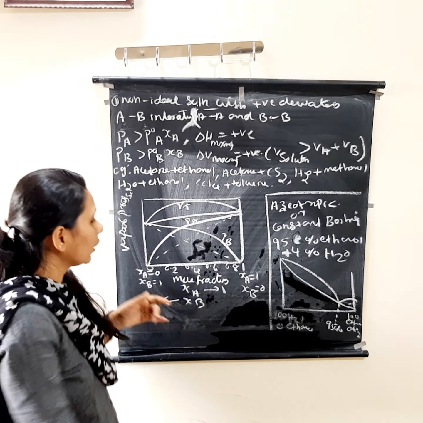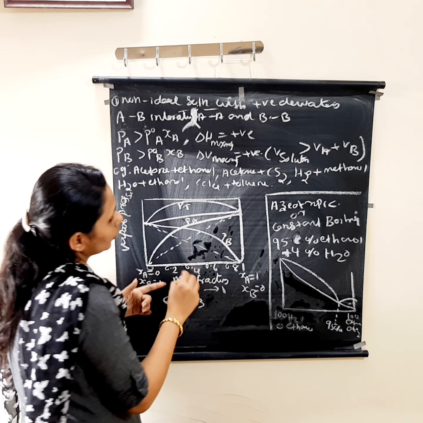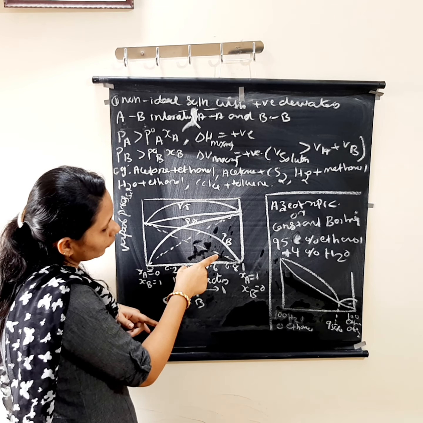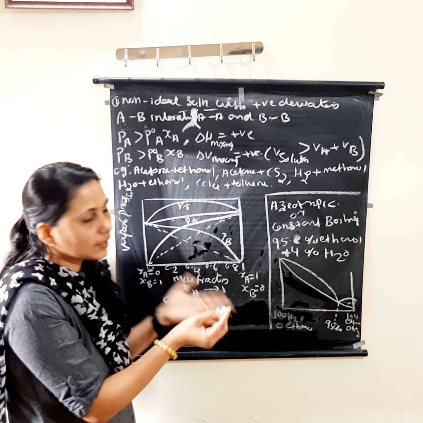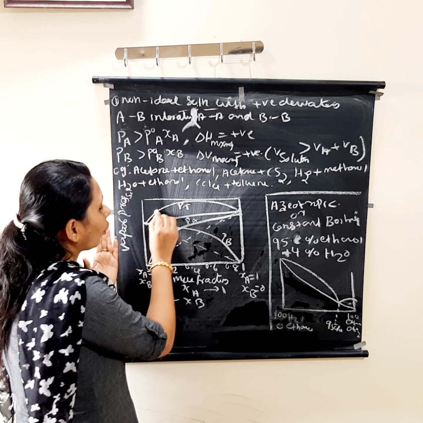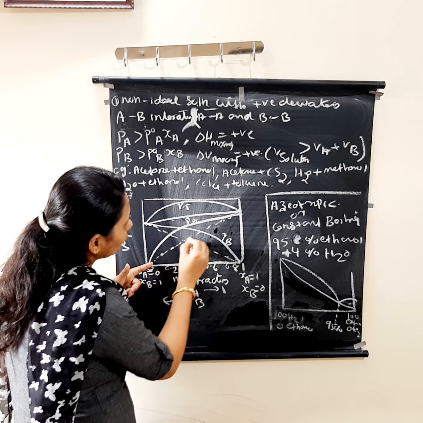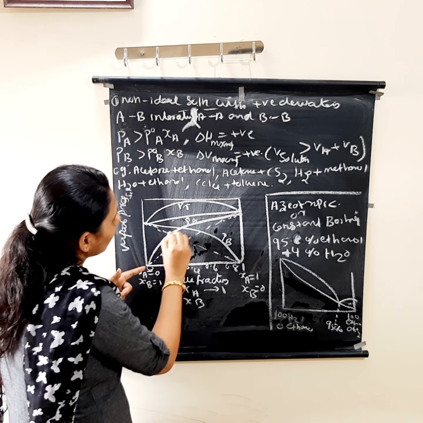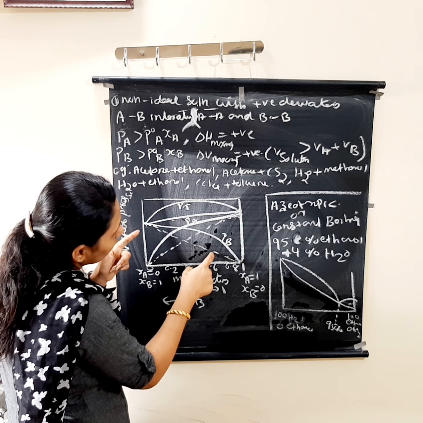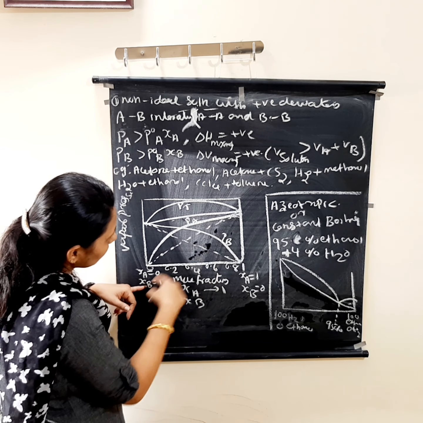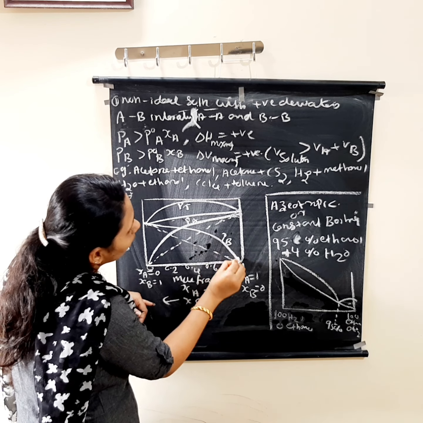Okay, so the normal ideal solution graph was like this, and this one was like this. This is for PA and this is for PB, and one plain line for total. But positive deviation means the same graph you have to draw, and for total we have to write the positive curve, that's the upper curve. Here this is the normal line for the ideal, and here is the positive upper curve. This was for PB. That means for the partial pressure of the B component, this is the line, so on top you have to draw the positive curve.